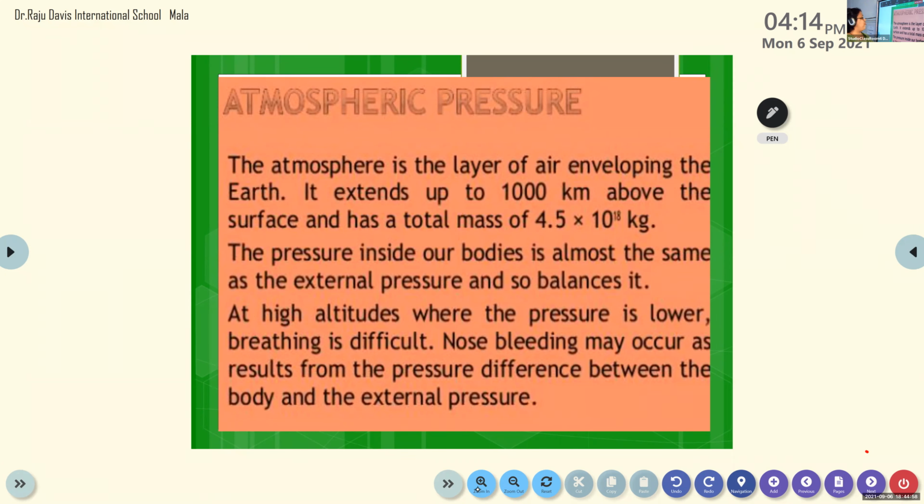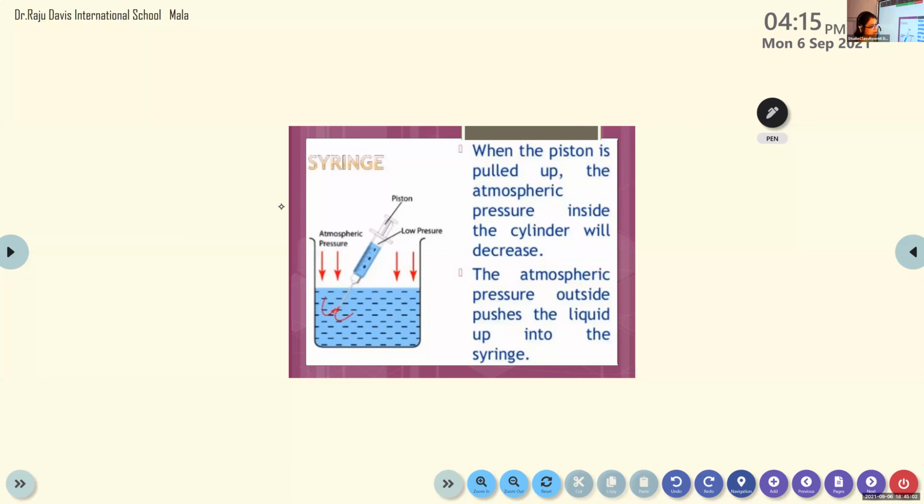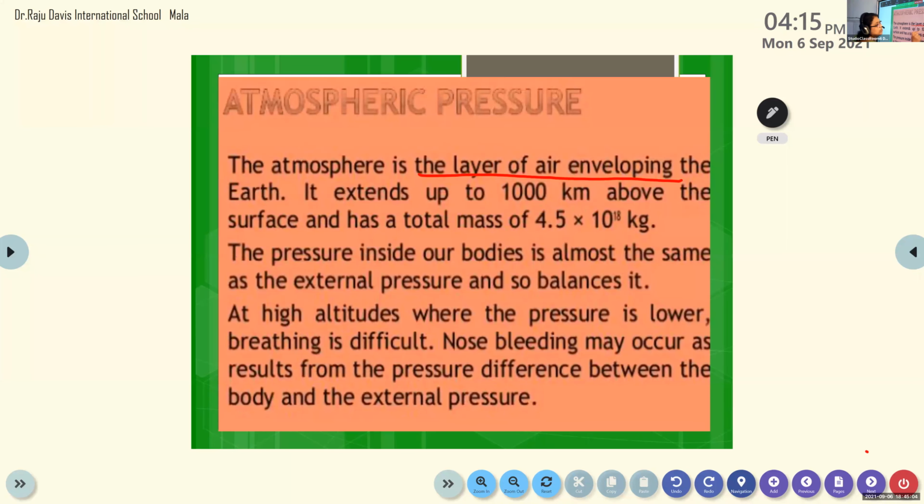So the atmosphere is the layer of air enveloping the Earth. How many kilometers does it have? Only 1,000 kilometers. If you measure 1,000 kilometers from the Earth's surface, beyond that there is no air. So as you go higher and higher, what happens? The air keeps decreasing.